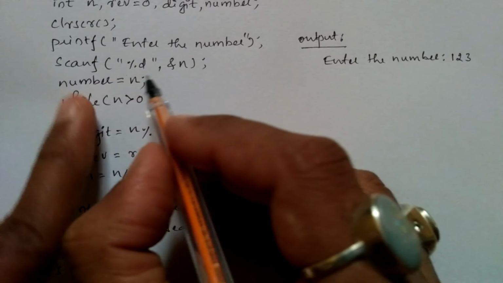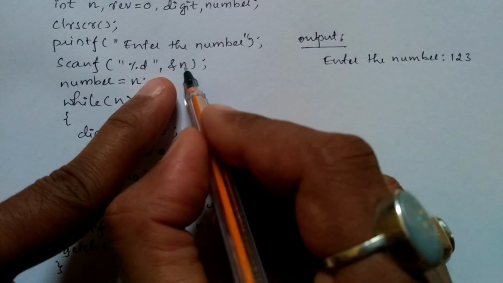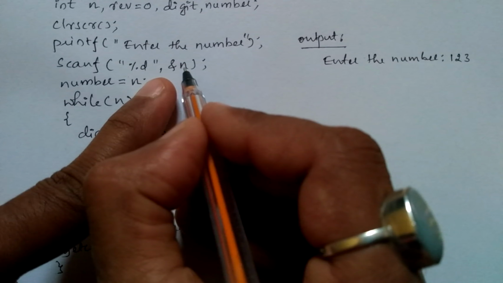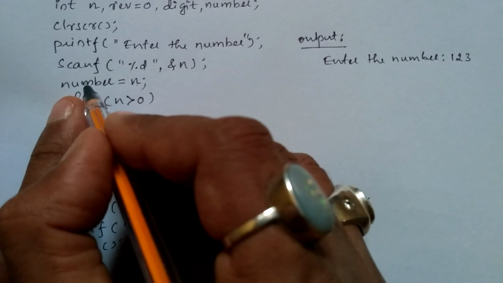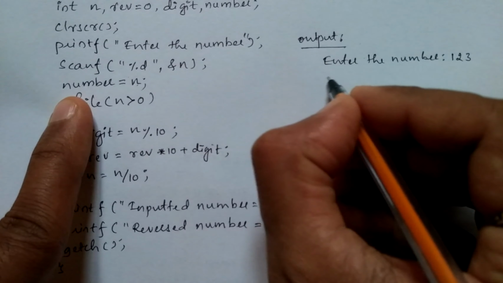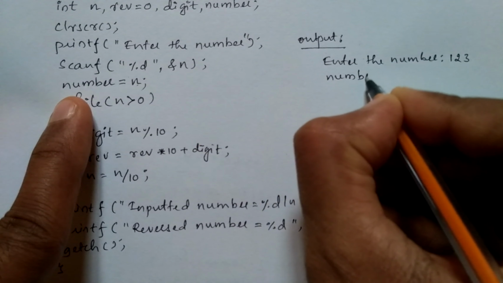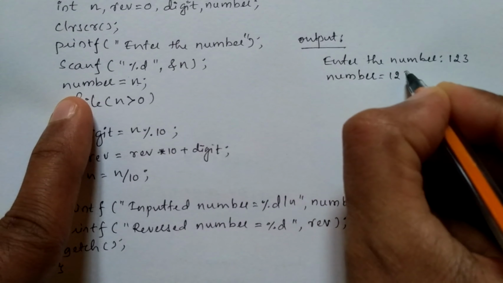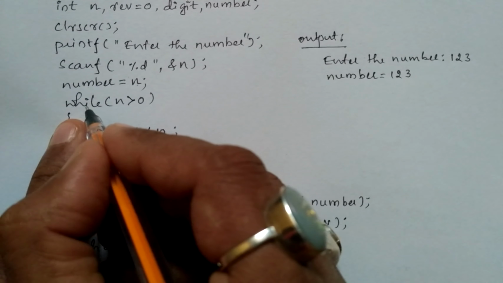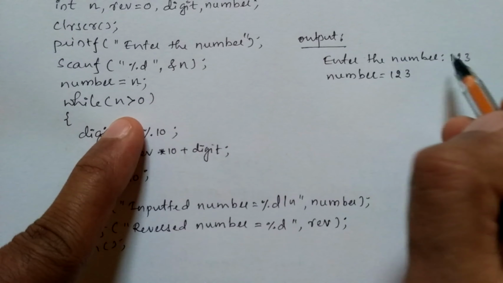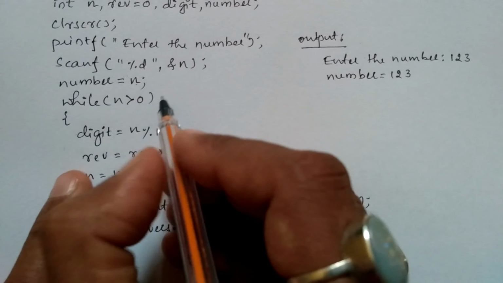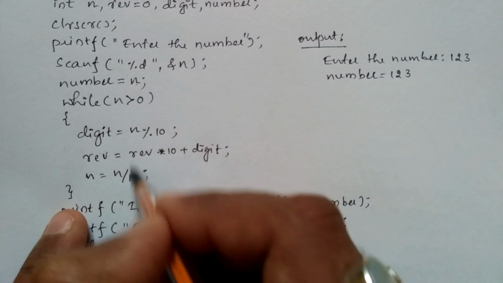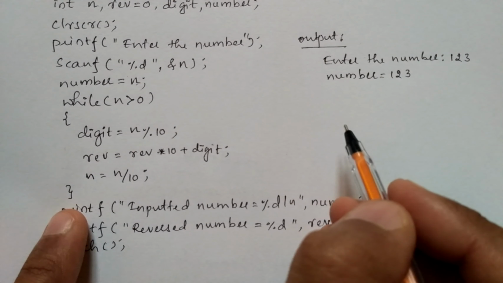Yes, so let us initialize this one in n. It is already stored in variable n. In turn, n is equated to one more variable called number. So here number is holding 123. Now, while n is greater than 0, yes, 123 is greater than 0. The condition is true. If this condition is true, then all these three statements will get executed.